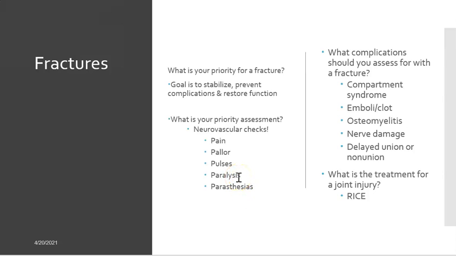So your priority for fractures, your goal is going to be to stabilize and prevent complications and restore function. We talked about this in lecture, but I'm going to talk about it again. So we want to do our 5 Ps, our neurovascular checks. So pain, pallor, pulses, paralysis, and paresthesias.